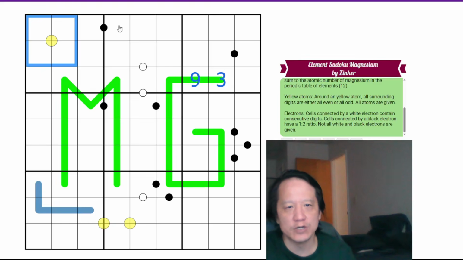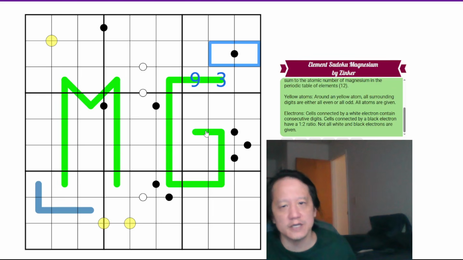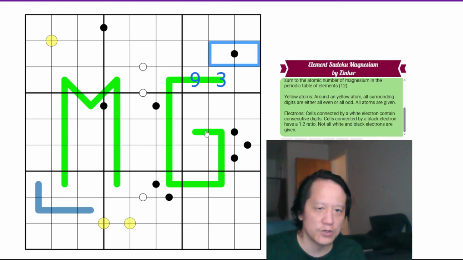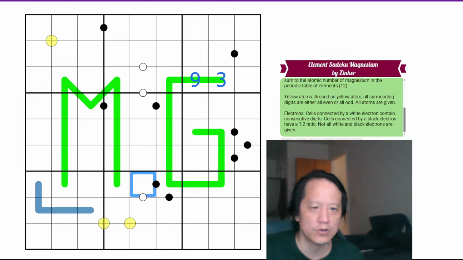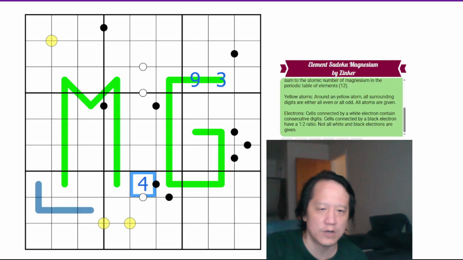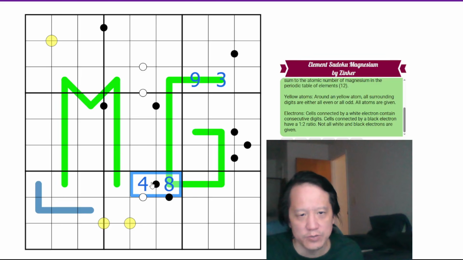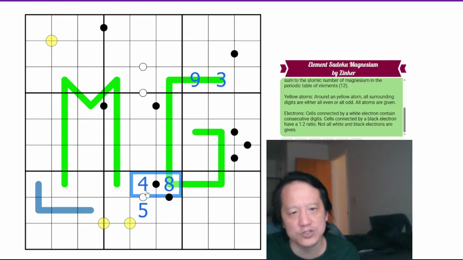Finally, we have electrons, where cells connected by a white electron contain consecutive digits, and cells connected by a black electron have a 1:2 ratio. And in this case, not all white and black electrons are given. So, for example, if this were a 4, this digit would have to be 2 or 8 to be in a 1:2 ratio with it, and this would have to be 3 or 5 to be consecutive with that digit.